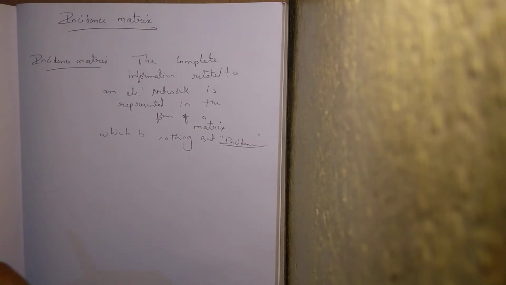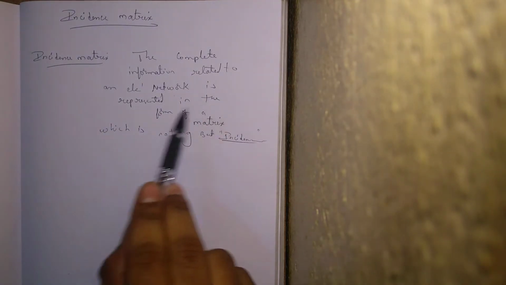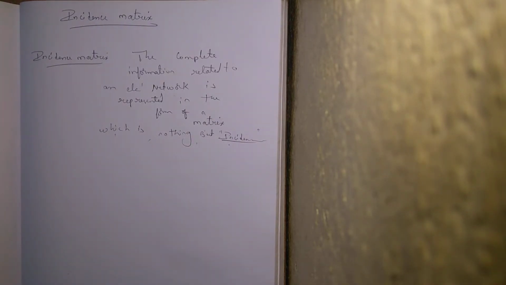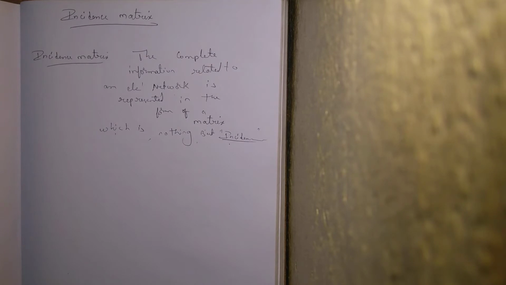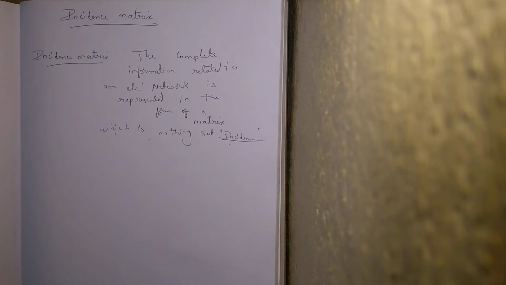The complete information related to an electrical network is represented in the form of a matrix, which is nothing but your incidence matrix. The complete information related to your electrical network will be hidden in your incidence matrix. For example, consider a network. The entire network we can also represent in the form of a simple matrix, and that matrix is nothing but your incidence matrix.